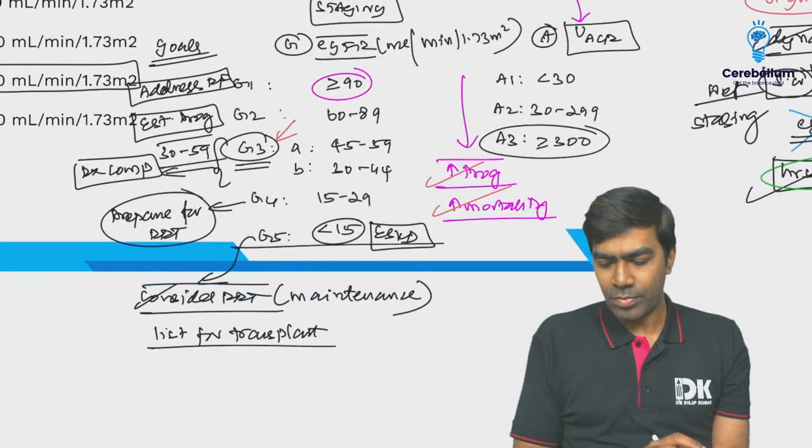I've not mentioned it, but let me mention, it's a C4D staining. Whenever they say C4D stain is positive like this, they may not give you this kind of tough question, but just to make you aware, if C4D staining is positive along with acute rejection, it becomes an antibody mediated rejection. That's called ABMR, antibody mediated rejection. Okay, it is antibody mediated rejection.